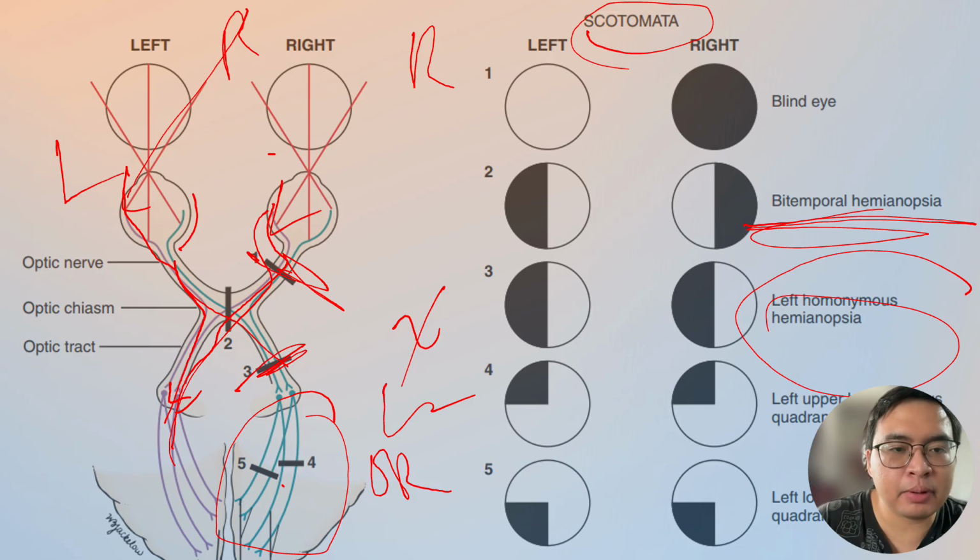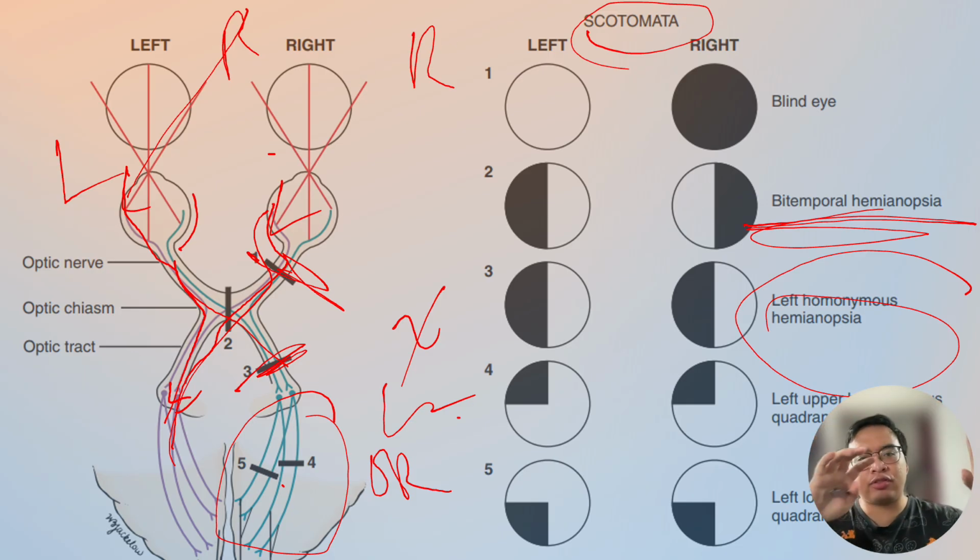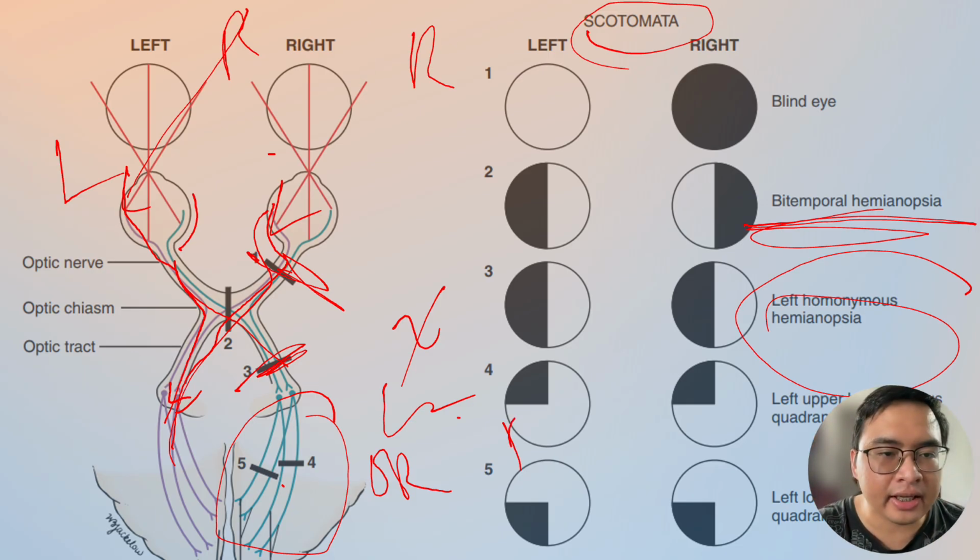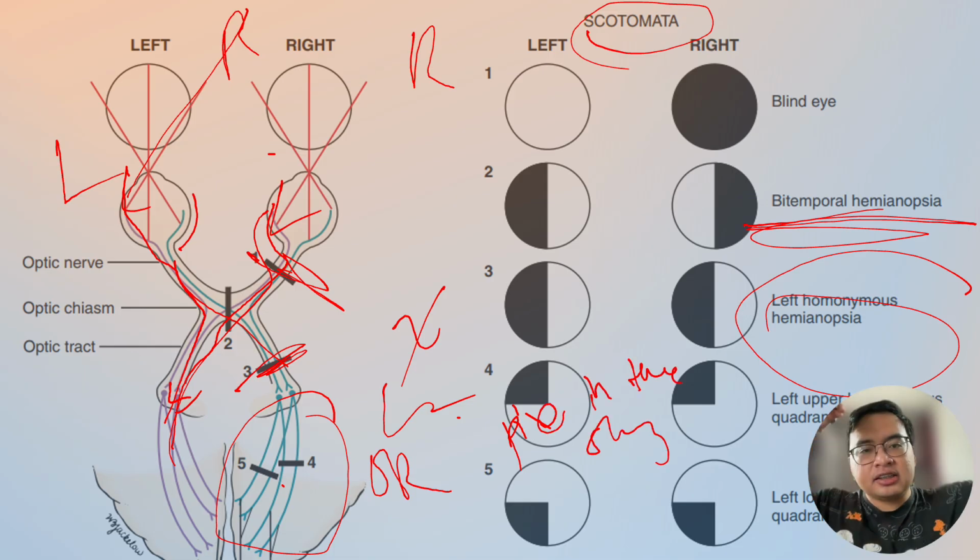So halimbawa, kapag yung blind spot mo ay dito sa upper 1/4 or tinatawag nating pie in the sky, then your lesion is in the lower part in the temporal optic radiations. And also, because the pie in the sky is located in the upper left, then your lesion is going to be located on the right.